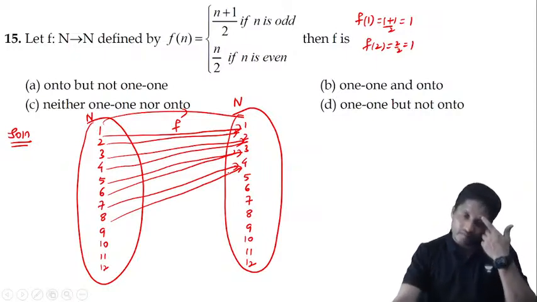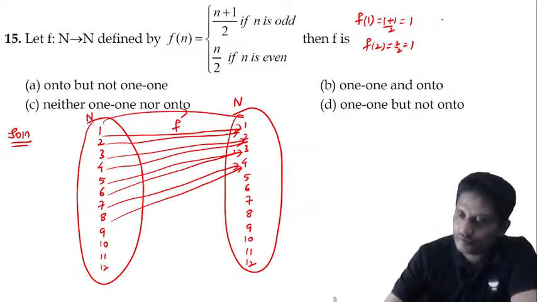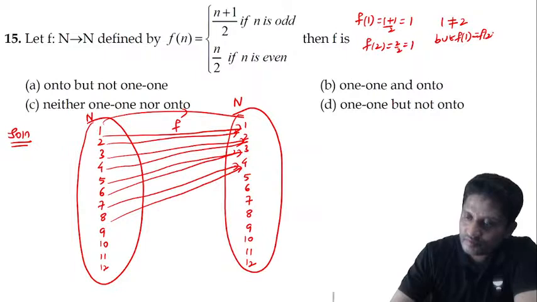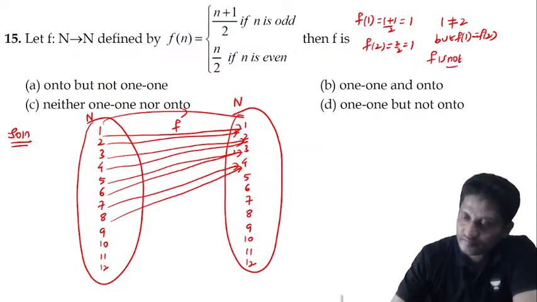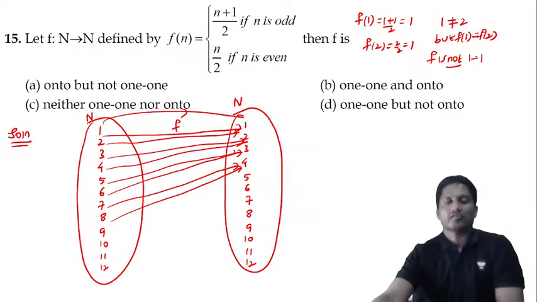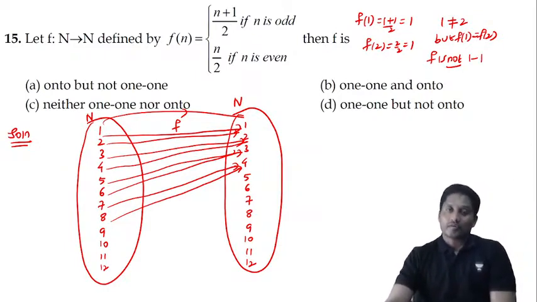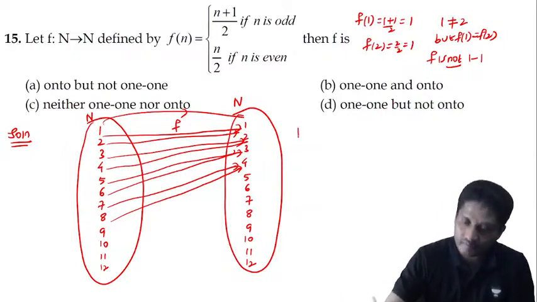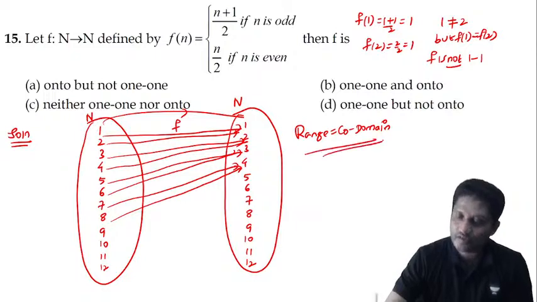Different inputs have the same output. 1 is not equal to 2, but f of 1 is equal to f of 2. It is not 1 to 1. But the output is always a natural number. If the input is a natural number, the output is always a natural number. That is, range is equal to codomain.